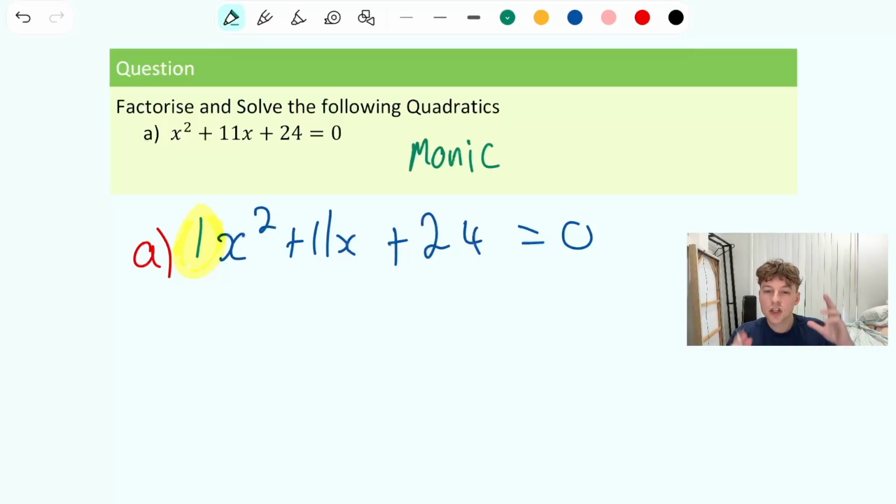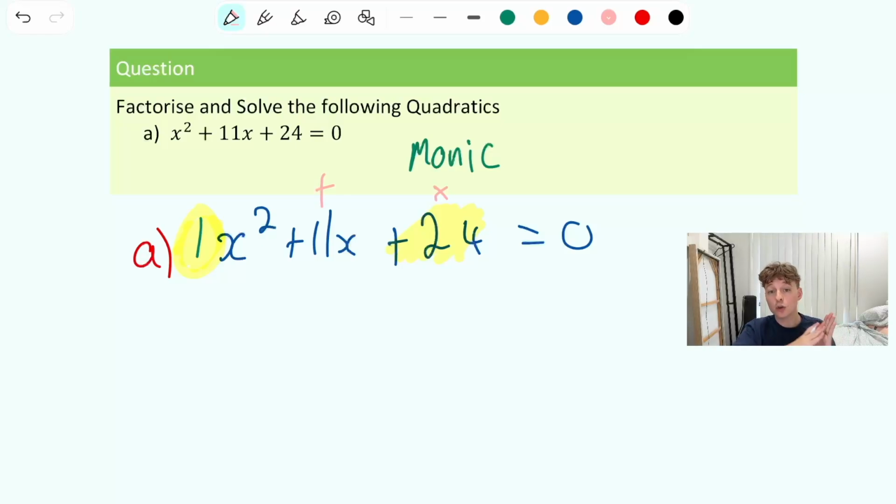Okay, if it's not a number 1, that'll also be covered in a separate video. That is non-monic quadratics. We have a different technique or a different method for that. So first things first, identify, is it monic or is it non-monic? This one is monic. If we do have a monic quadratic, we now want to look for factors, numbers that multiply to give 24 and are going to add to give 11. So I'm looking for numbers that add to give 11, multiply to 24, and they need to be the same pair of numbers. It's almost like a little puzzle.